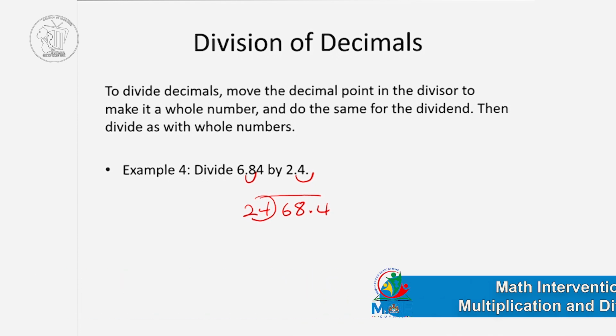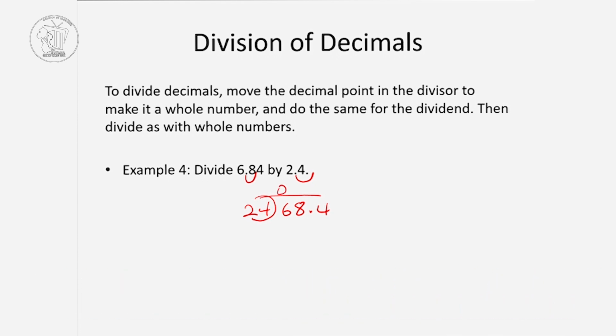So 24 can go into 6 0 times. So 24 times 0 is 0. So we subtract, we get the same thing. So now 24 can go into 68 2 times. And 24 times 2 will give me 48. So I subtract 48 from 68. So this will give me 20. So 24 cannot go into 20. And we're at the decimal point. So we add the decimal point at the top here. And we bring down the 4. So this will become 204.